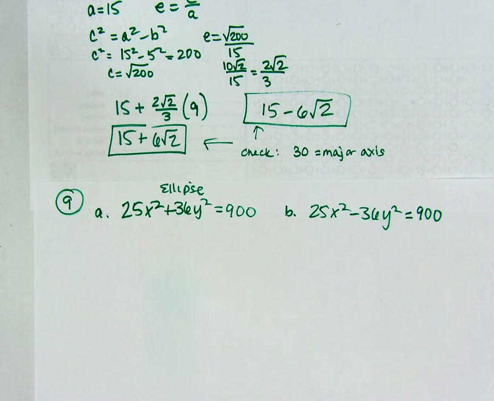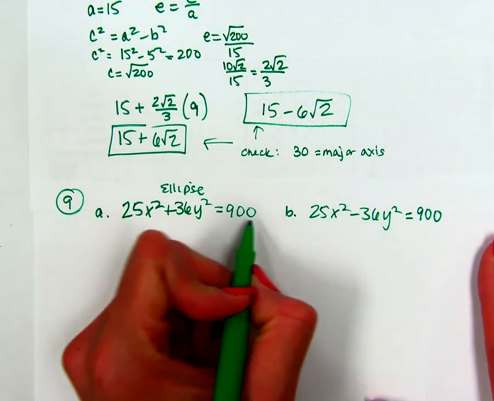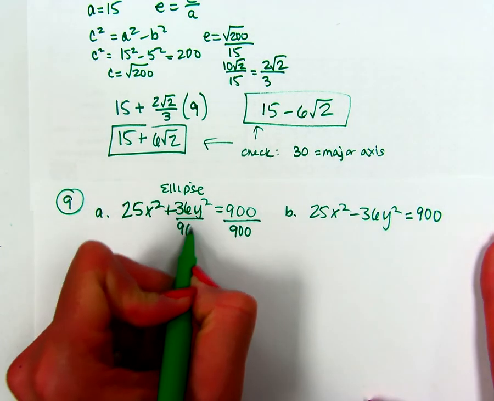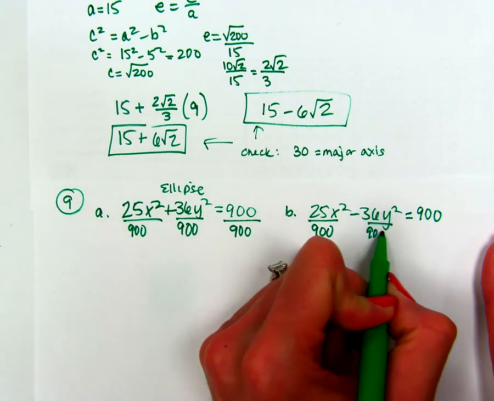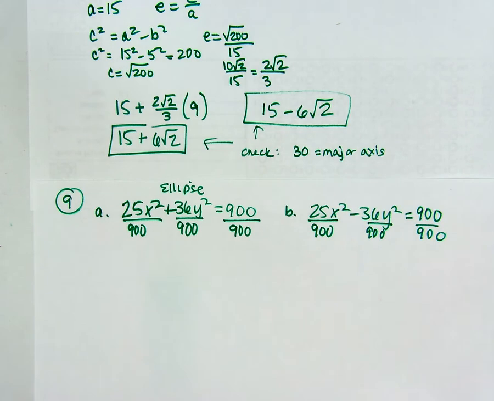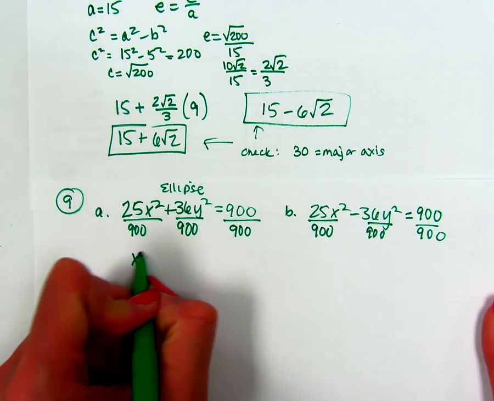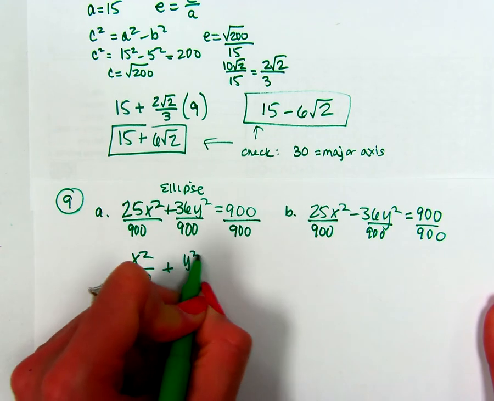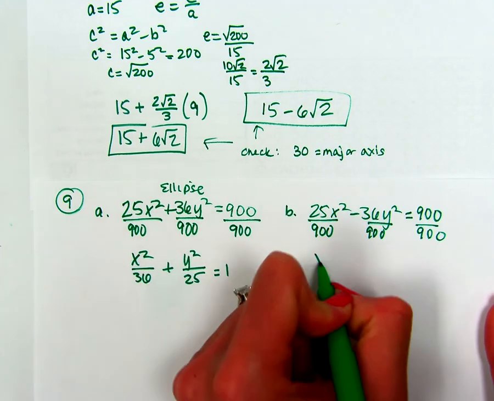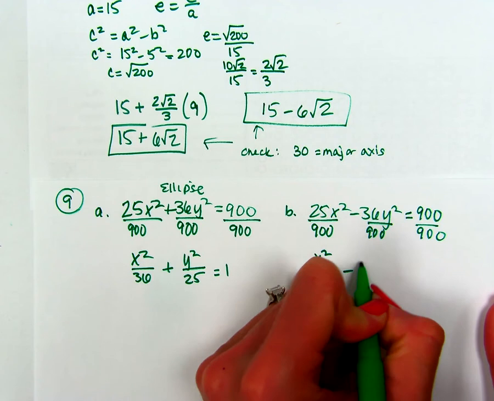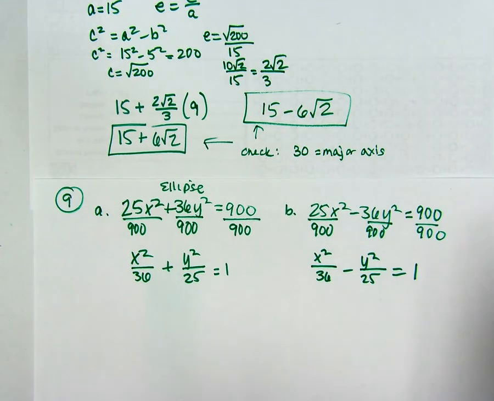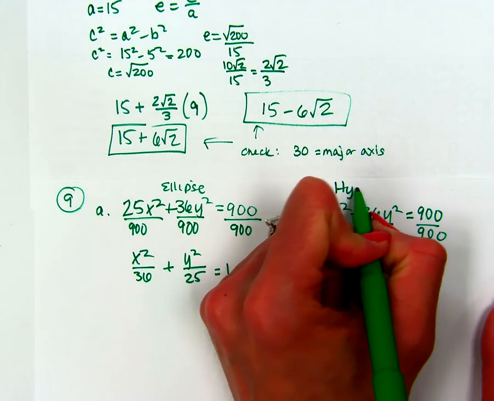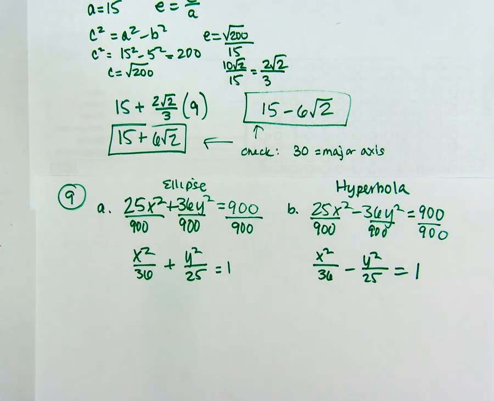Recall that normally in our equations we have it equal to 1, so we want to divide by 900, and then we're going to reduce our fractions. So you're going to get x squared over 36 plus y squared over 25 equals 1, and here it's just the same thing except it's subtraction. We're going to do the two problems concurrently, so you see them side by side.